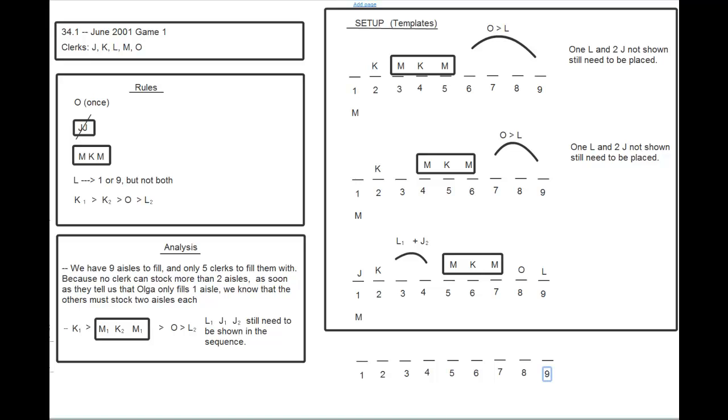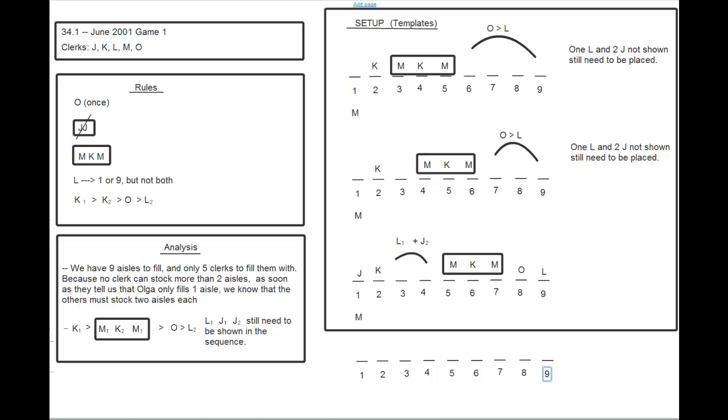So if we want to keep Larissa as far apart as possible, we need to think about what that means. Normally, what you try to do is you take one of Larissa's aisles and you put them all the way on the left side, and you take the other aisle that Larissa is going to stock, L2, and you put it all the way on the right side. So you try to go 1 and 9.